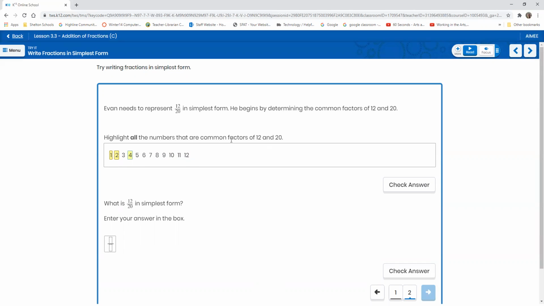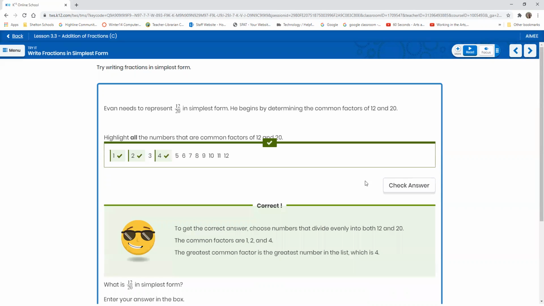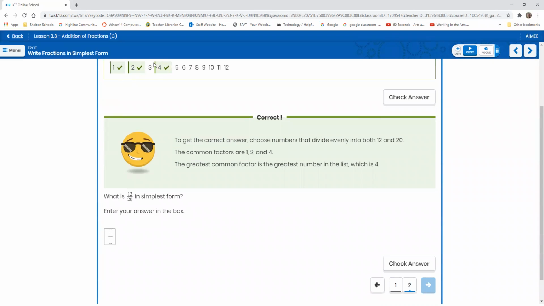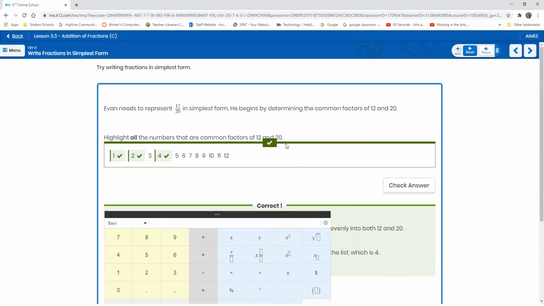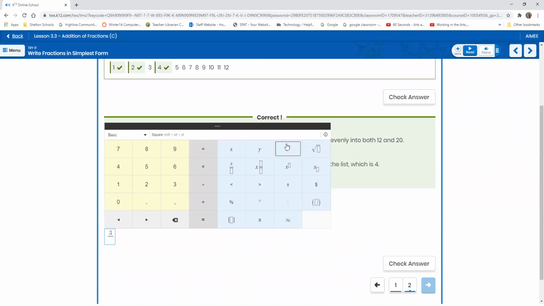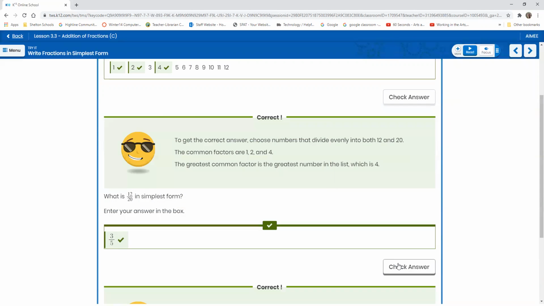So all of my common factors between 12 and 20 are going to be 1, 2, and 4. Check the answer, so that's correct. So out of those 3, 4 is the highest, okay? So now I'm going to type in my answer. What is 12/20 in simplest form? I'm going to divide that top number 12 by 4, and that's going to give me 3. And then I'm going to divide that bottom number, which is 20, by 4, and that's going to give me 5. So then that will make my answer 3/5.